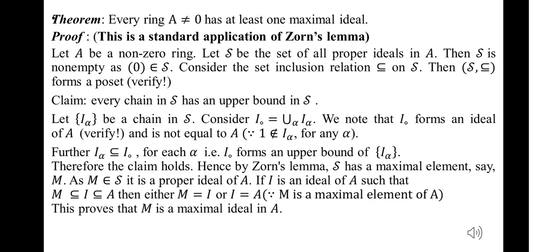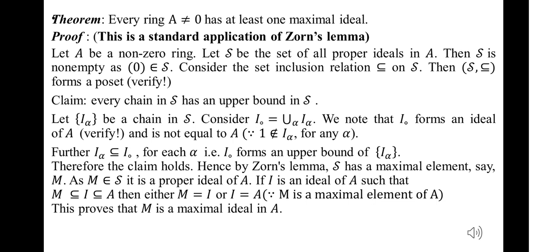Since the chain collection I alpha is arbitrary, every chain in S has an upper bound in S, and now we can apply Zorn's lemma. By the conclusion of Zorn's lemma, S must have a maximal element, and we will be calling this maximal element M. Let M denote a maximal element of S.